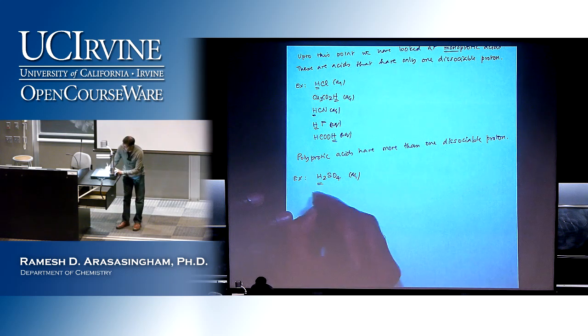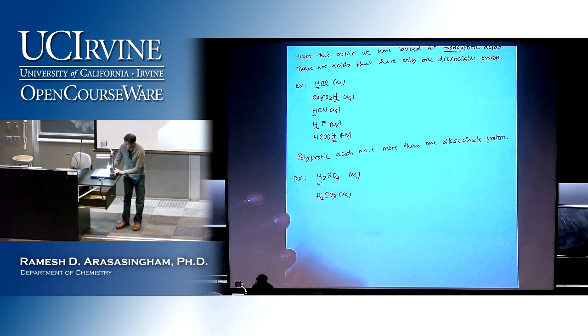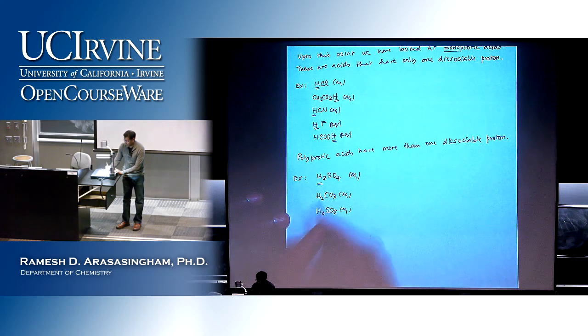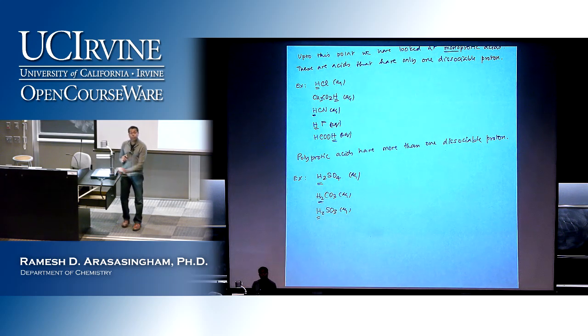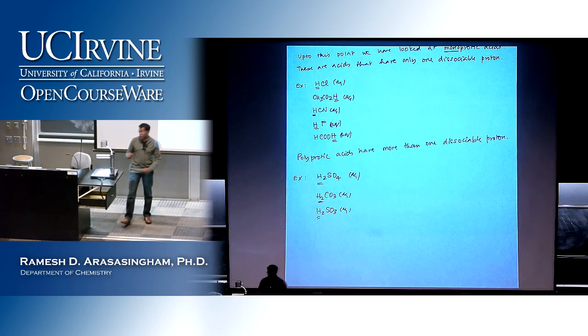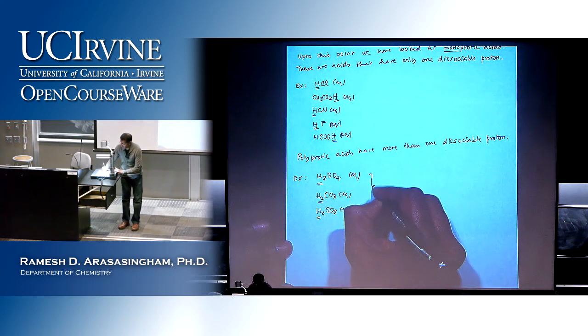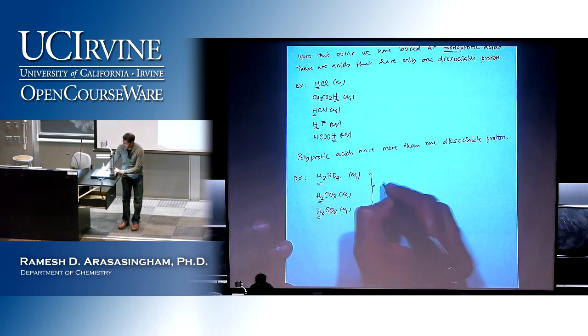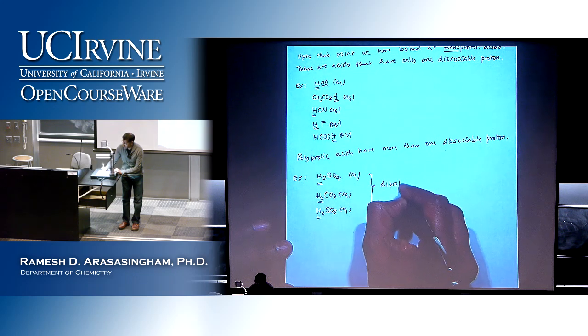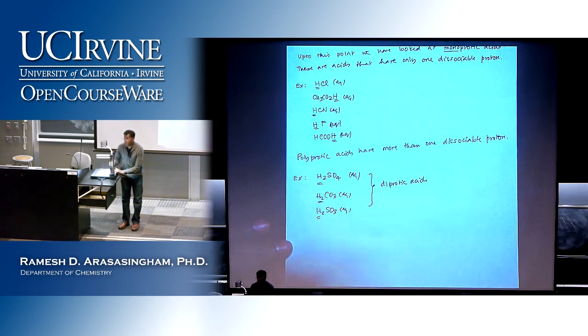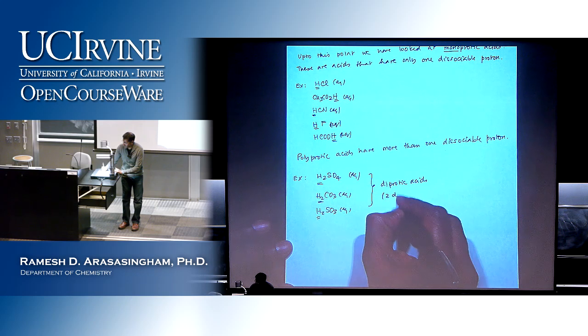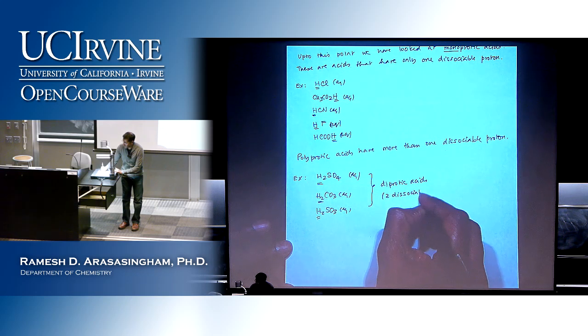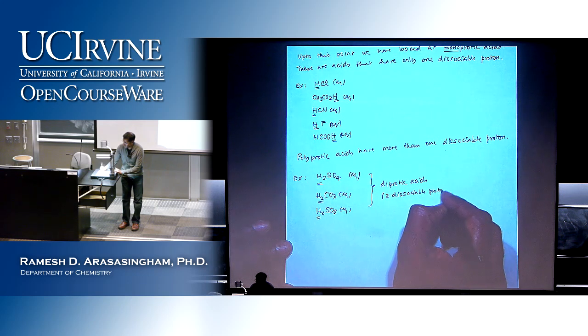All right? Another example would be H2CO3. All right? H2SO3. These are all examples of polyprotic acids. And if you look at this, all of these have 2 dissociable protons. They're called diprotic acids. So diprotic acids have 2 dissociable protons.